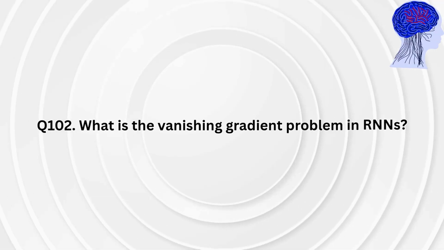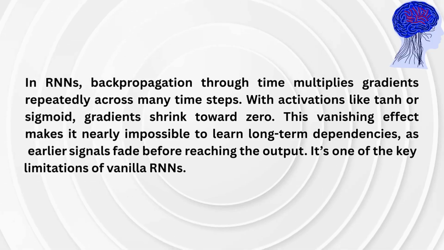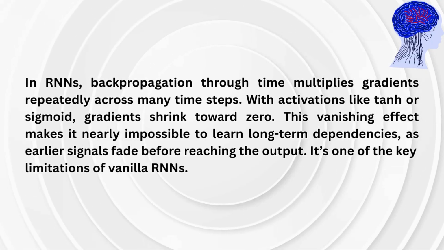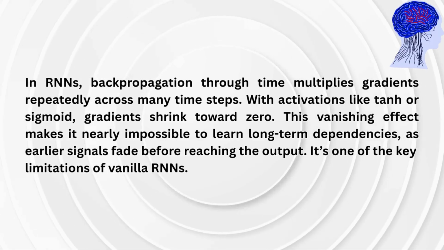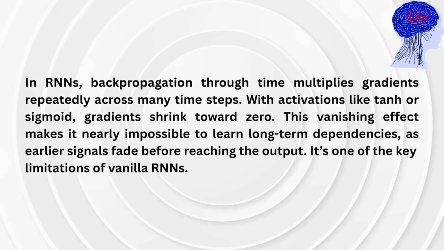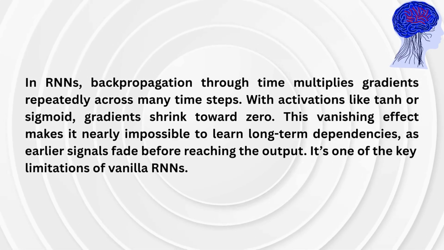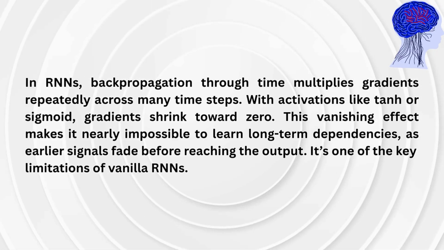What is the vanishing gradient problem in RNNs? In RNNs, backpropagation through time multiplies gradients repeatedly across many time steps. With activations like tanh or sigmoid, gradients shrink toward zero. This vanishing effect makes it nearly impossible to learn long-term dependencies, as earlier signals fade before reaching the output. It's one of the key limitations of vanilla RNNs.